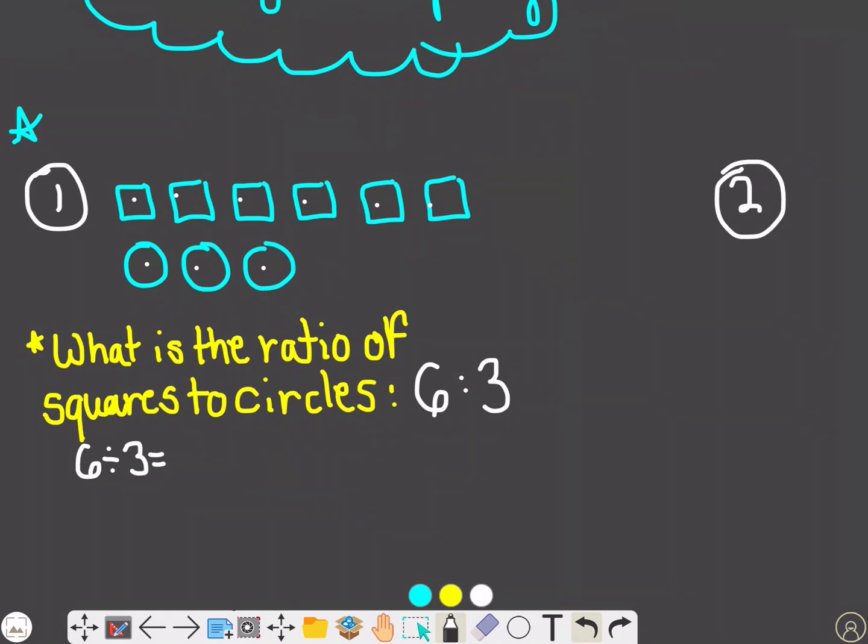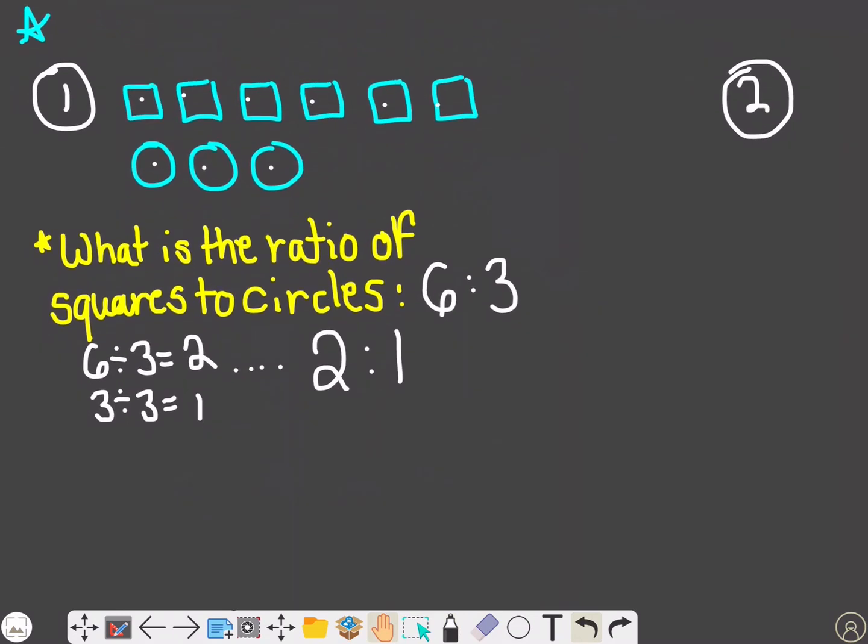Now, can I simplify that? Yeah, is there anything that can go into both 6 and 3? Yeah, 3. 6 divided by 3 is 2. 3 divided by 3 is 1. So I could also say there's a ratio of 2 to 1. So saying for every 2 squares, there's going to be 1 circle.